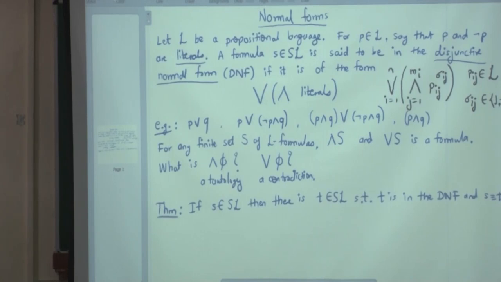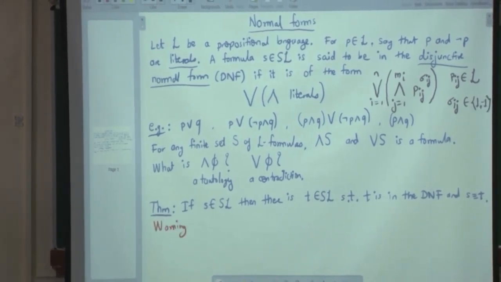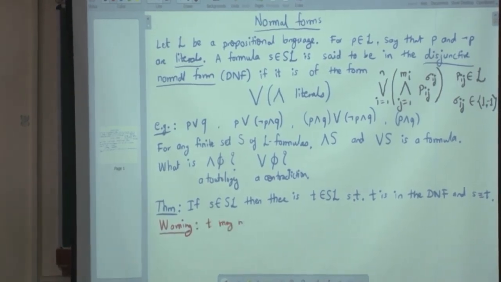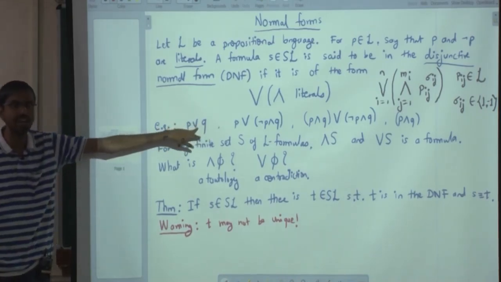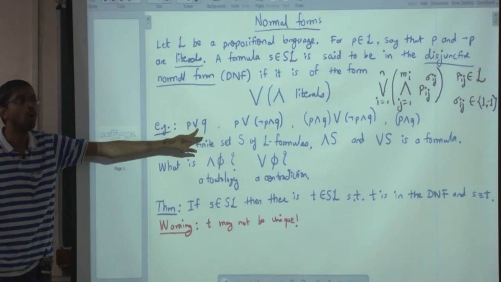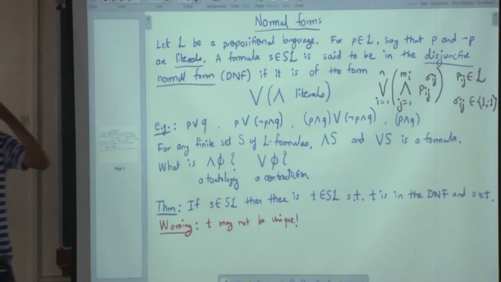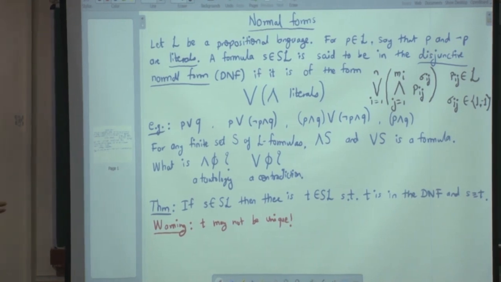So here, warning, T may not be unique. Most likely it is not. We saw these examples. The first three elements in this list are logically equivalent. They are all in the DNF. Correct? So, T need not be unique. There could be multiple formulas in the DNF which are logically equivalent to each other.